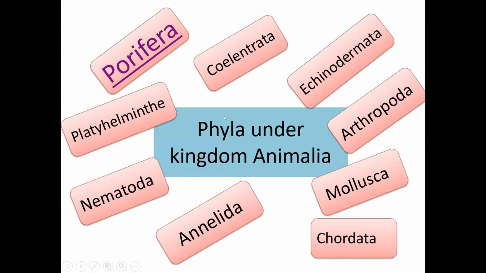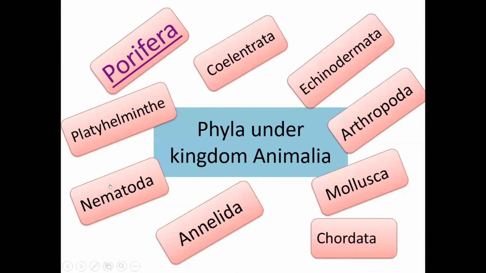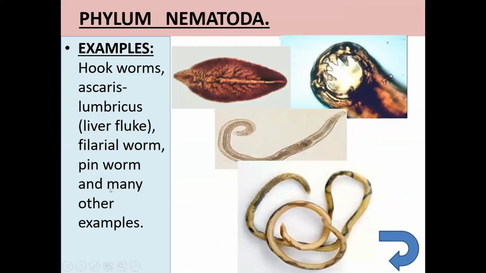Girls, the 9 phyla have been grouped under 9 phylums, and these are the ones projected on the screen. The good thing is that they're also there in your prototype books. So maybe the only thing you need to go and check is to research. When we say phylum Platyhelminthes, which ones are these? Those are the tapeworms, okay? And when you say Phylum Nematoda, what are they? Examples are the hookworms, the liver flukes, the filaria worms, okay?